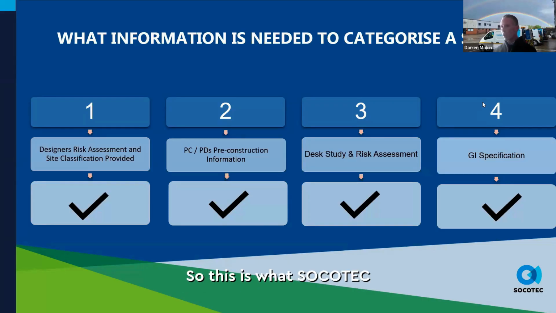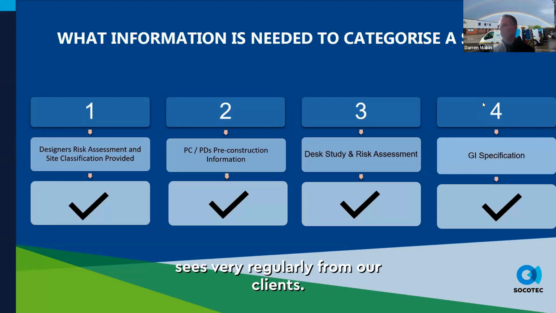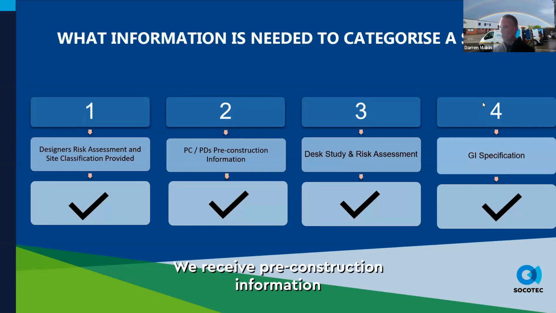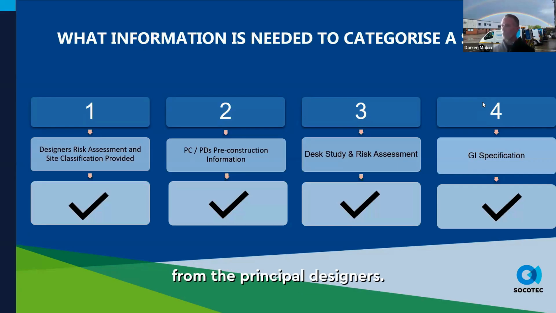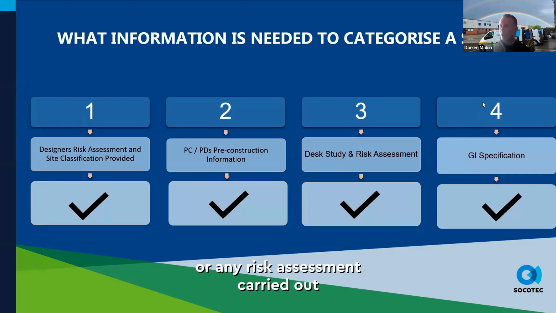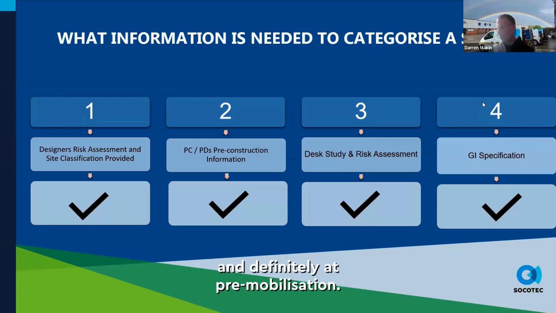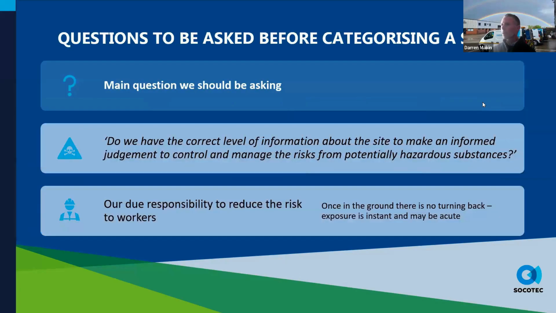And this is, at Socotec, the stages that we see very regularly from our clients. A designer's risk assessment and site classification is provided. We receive pre-construction information from the principal designers. We carry out a desk study or a risk assessment, or we can assist and conduct that for them to support that. And we have a GI specification which identifies the main risks associated with the works. All that information is provided as part of the pre-planning, usually at tender stage, and definitely at pre-mobilization.